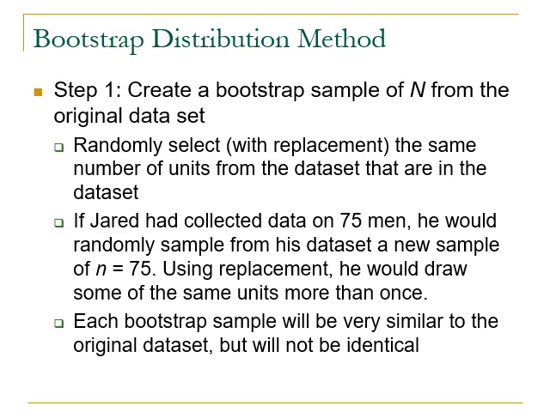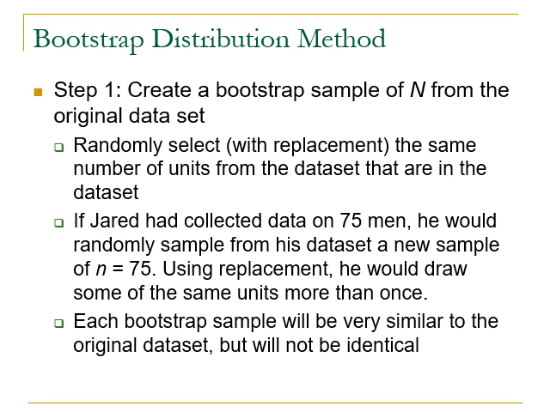So how does this work? The first thing is we create a bootstrap sample of N from the original data set. And how we do this is we randomly select with replacement the same number of units from the data set that are in the data set. Now, for example, if Jared had collected a sample on 75 men, now once again, we've got 75 participants from this study. Again, below 80, we start to have some problems and questions of whether or not a normal theory method would be able to detect a mediation. So that might be a good reason we're using bootstrap distribution.